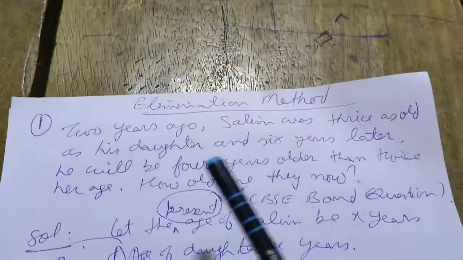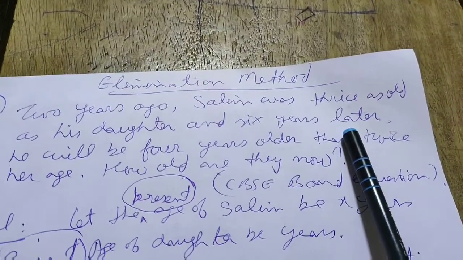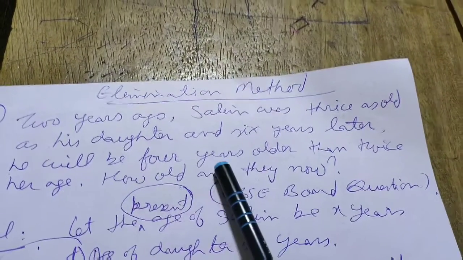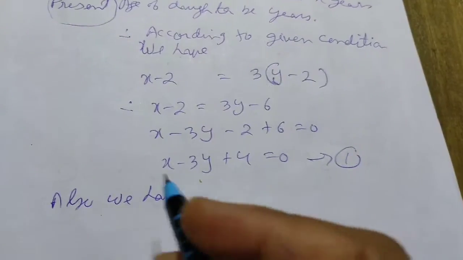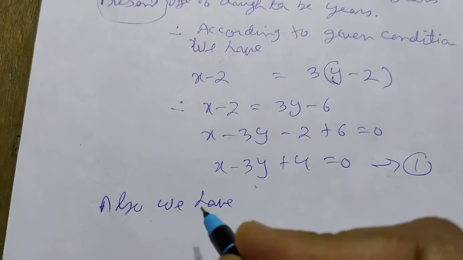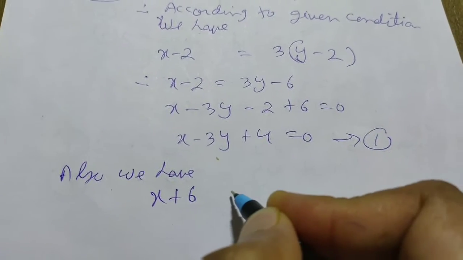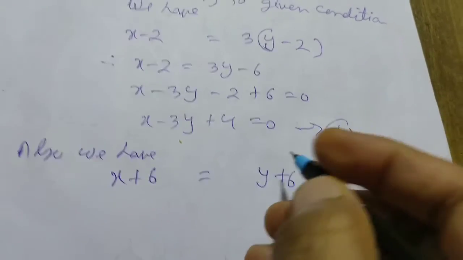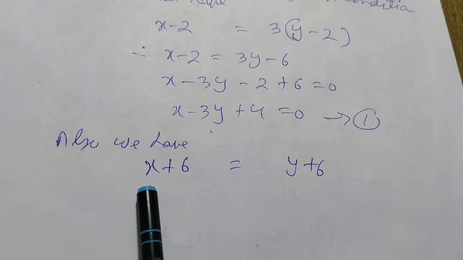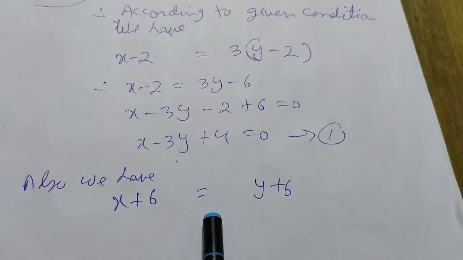What is that? Here: 6 years later he will be 4 years older than twice her age. So 6 years later. Now let us go after 6 years from present. So present age of Salim is x years. After 6 years, age of Salim will be x plus 6. Age of daughter will also increase by 6, so y plus 6. And definitely age of father cannot be equal to age of daughter. So this is not the correct equation.